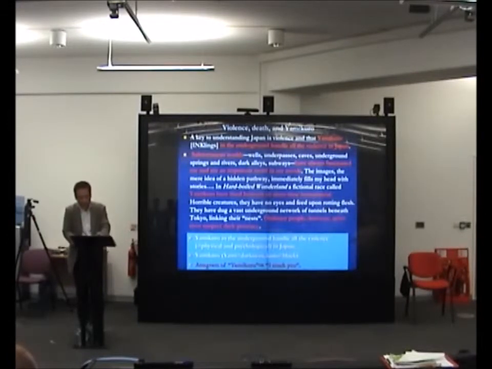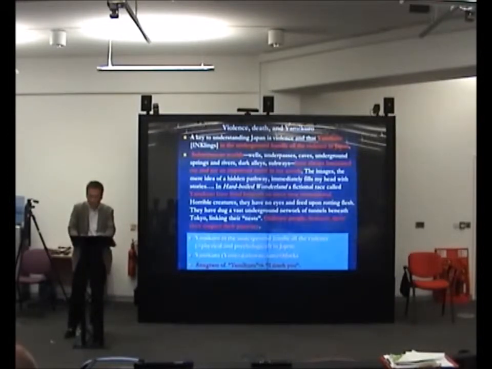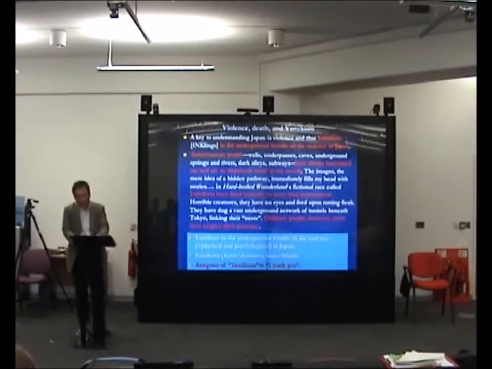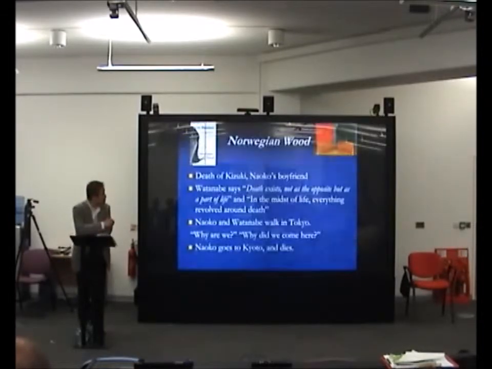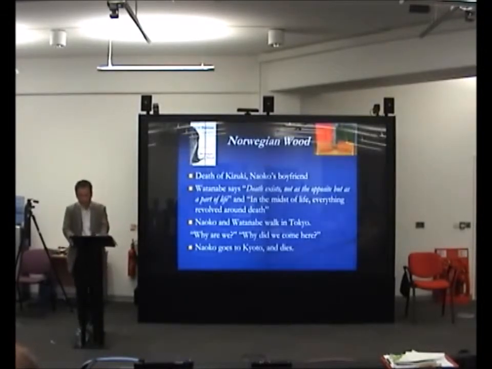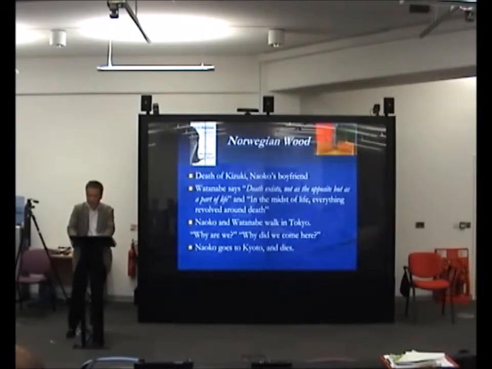Additionally, the characters often walk along the edge of a cave. Archaeologically speaking, the top of a cave and the water's edge are contact points between the living in this world and the dead in the other world, and they were entrances into the world of the dead in ancient people's minds. As an example, let's see Norwegian Wood. Watanabe, the protagonist, says, death exists not as the opposite of life but as a part of it. And in the midst of life, everything revolves around death.